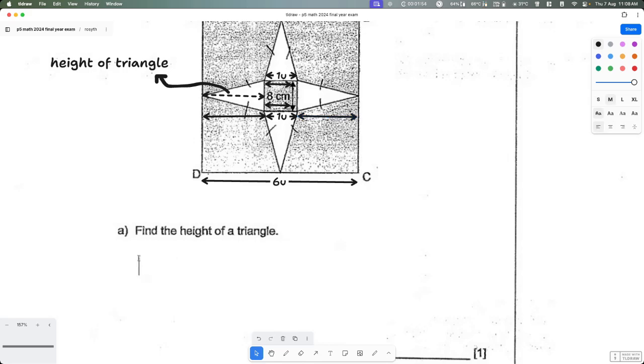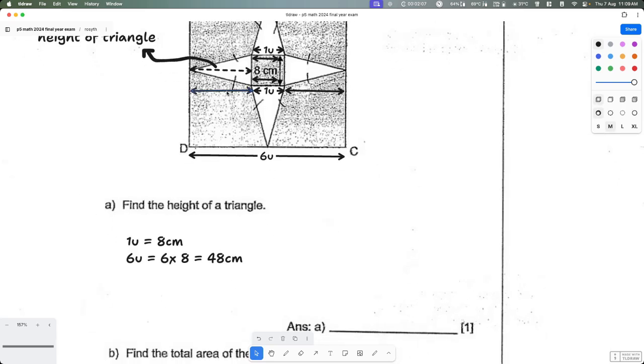So we know 1 unit is equal to 8 centimeters. Then we know 6 units equal 6 times 8, which equals 48 centimeters. So how many units are these two over here? We can just have 48, so we know that these two sides are 48. So what are these two sides?